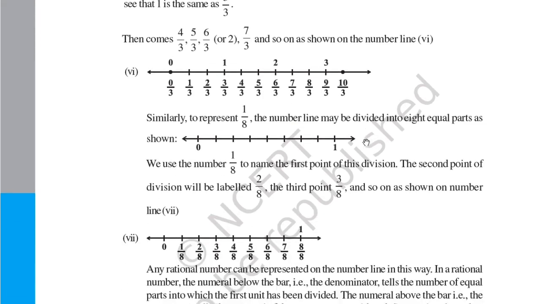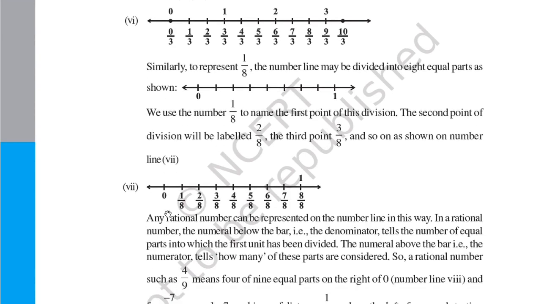To represent 1 by 8, the number line may be divided into 8 equal parts. As shown, you can see between 0 and 1 there are 8 divisions: 1, 2, 3, 4, 5, 6, 7 and 8. We use the number 1 by 8 to name the first point of the division. The second point of division will be 2 by 8, and similarly the third point 3 by 8, and so on till 8 by 8, that is equal to 1. So here also you can see number line 7.